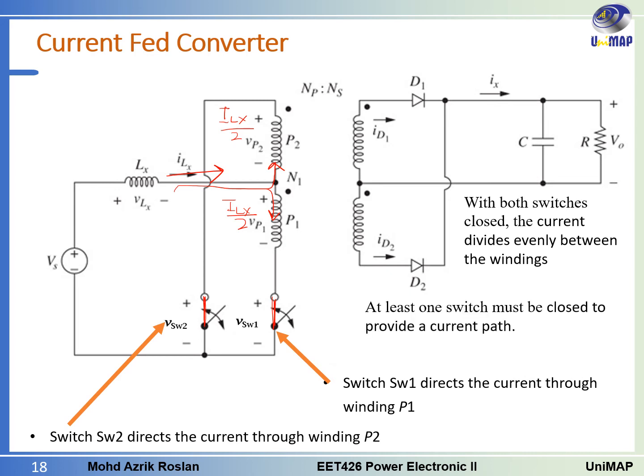And then for this current fed converter, at all times at least one switch must be closed to provide a current path. It cannot be that both switches are open, because we have the inductor here and the current cannot go anywhere. So for the current fed converter, at all times at least one switch must be closed. That's the difference.